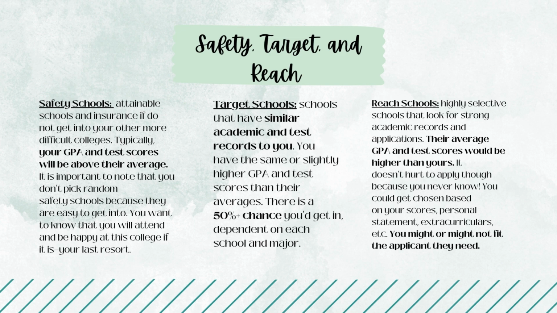Target schools are what I like to call a good match. That means you will have similar test scores and academics to them. So if their GPA average is a 3.6 and you have a 3.7 or a 3.5, you're kind of matching, which would then mean you have a 50ish percent chance or higher of getting into the school. This is all dependent on the specific school you're applying to, the major, and also what the school's looking for. But you have an okay shot to get in.